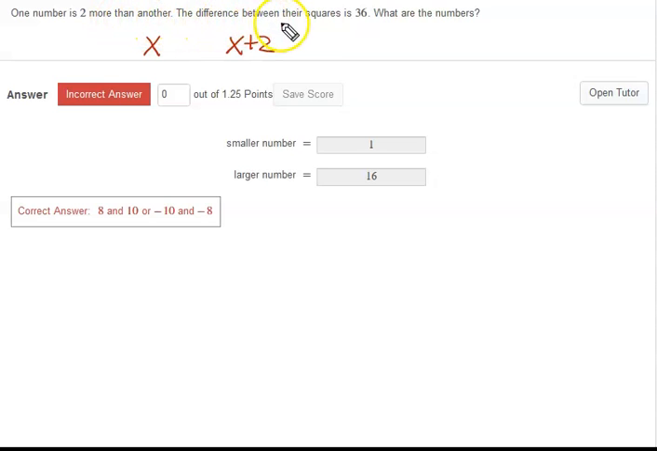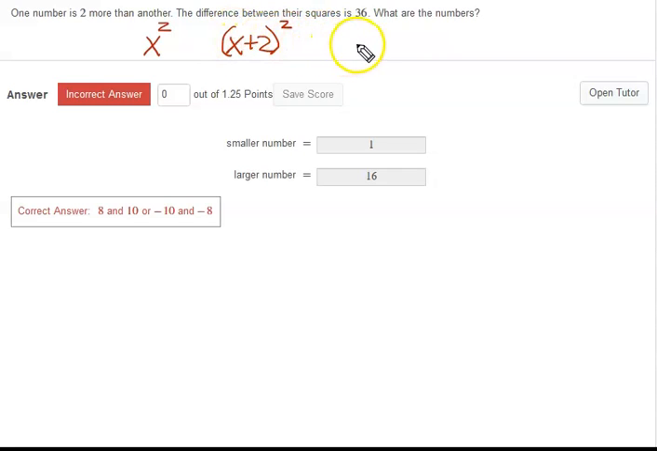The difference between their squares is 36. So if we squared that and squared that, we're saying the difference between these is 36. So what would the equation be?